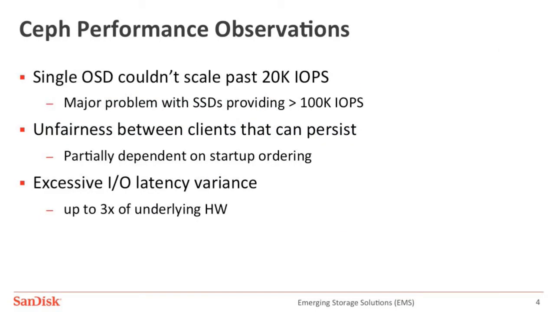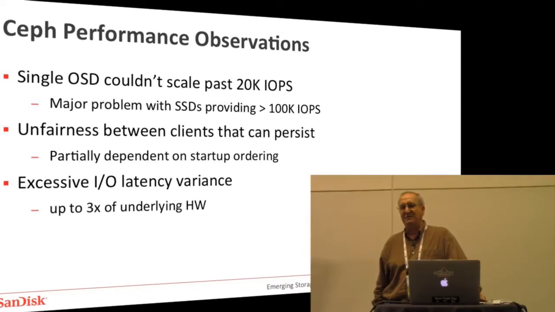So SanDisk first started working with Ceph almost 2 years ago, and we took it out of the box, put it up on Flash. The first thing that we noticed was it just simply didn't run very fast. You couldn't get a single OSD, which is a component of Ceph, to run past about 20,000 IOPS. And that turns out to be important because generally you deploy one OSD for each blob of storage, an SSD, and most SSDs today are running pretty close to 100,000 IOPS. So addressing that performance gap was a big item for us to deal with.